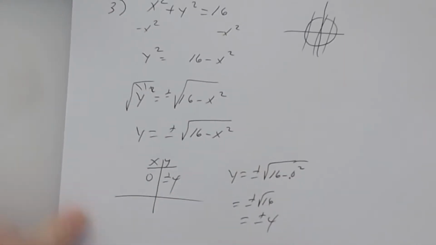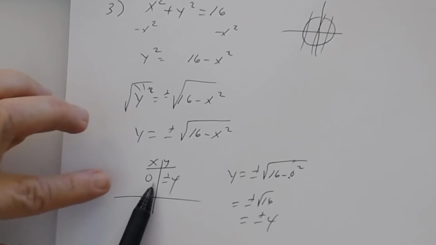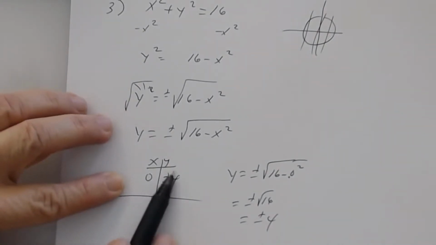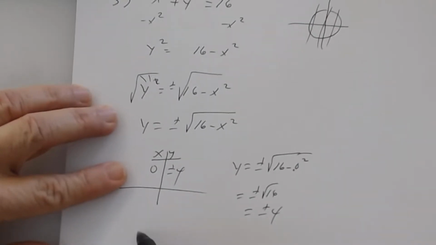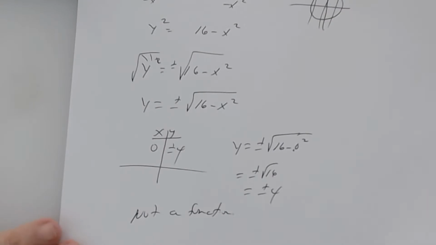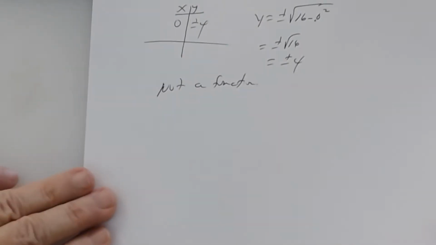I can stop right now. I don't have to do anything else like I did the others. Because this says that when x is 0, you don't have just one y value. How many y values do you have? 2. So this is not a function. Okay, that's not a function. All right, number 4.